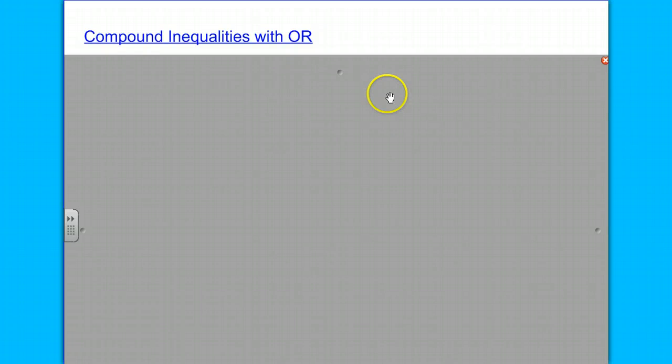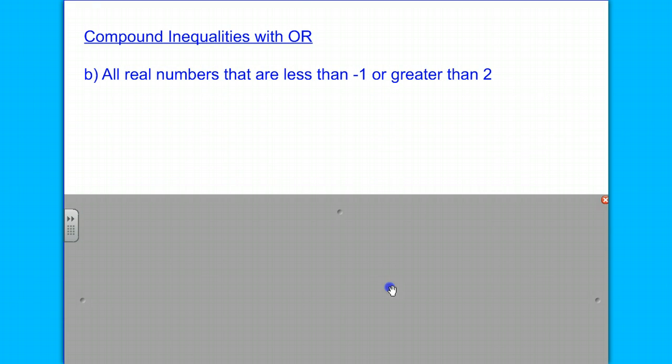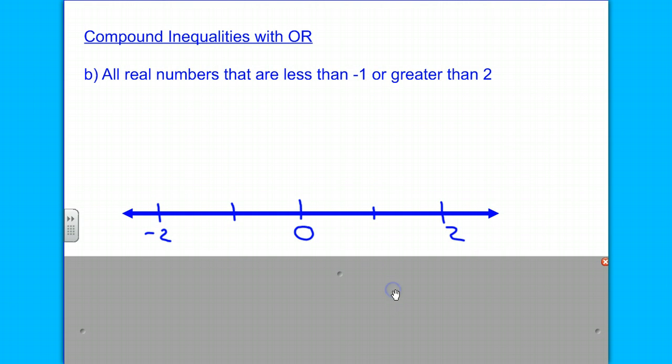Okay? So compound inequalities with or. So here's our example. All real numbers that are less than -1 or greater than 2. So what does it look like on the graph if you are less than -1? Jonathan, how do I graph that? What type of dot at -1? Open. And then which direction do we travel if we're less than -1? Pointing left, good. Left, this way.